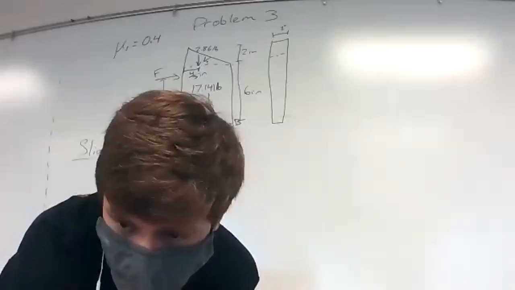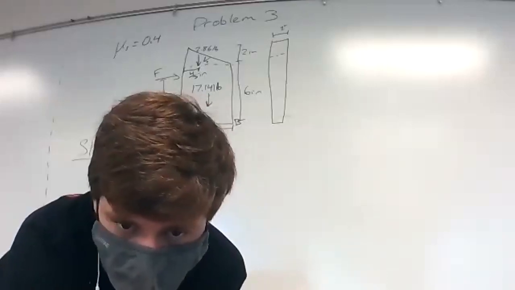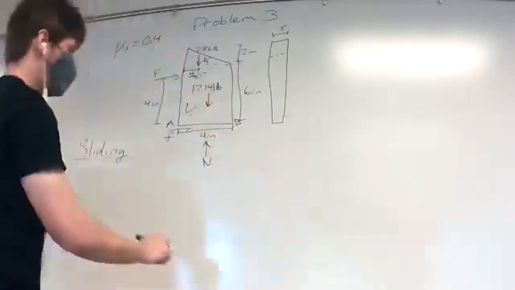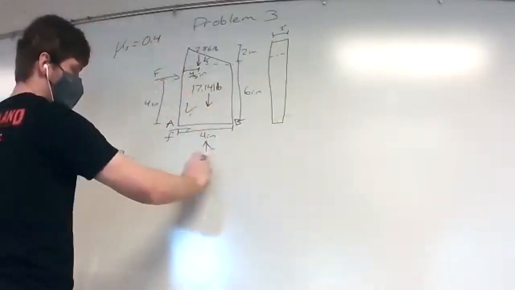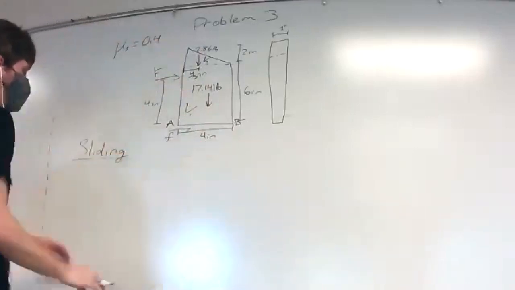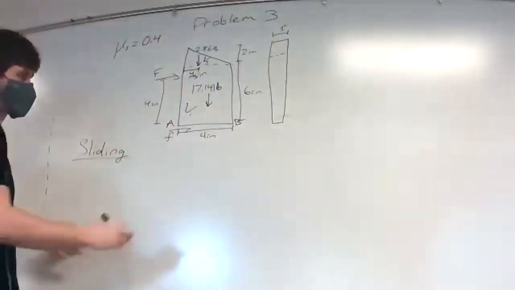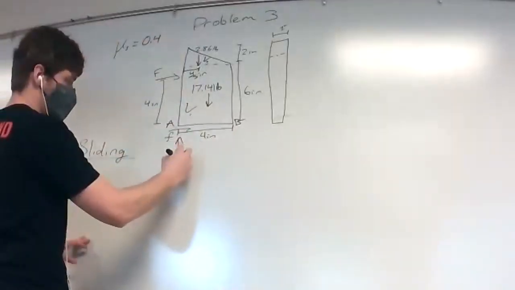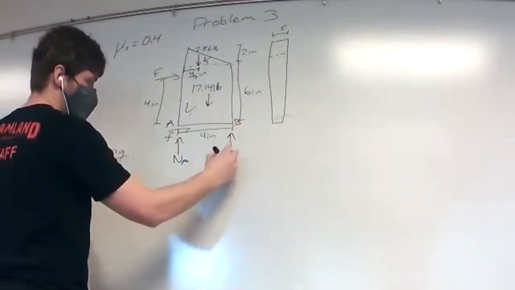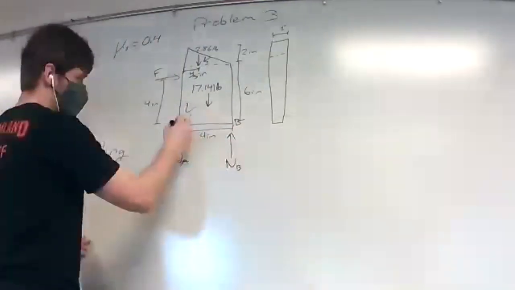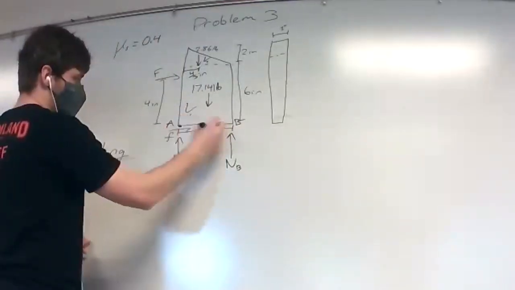I think there are 2 normal forces, yes, there are. And one goes away if it tilts. I remember that. That is the case, and that will be important for the tipping section. So here, we're going to have NA and NB because it is supported at these points.